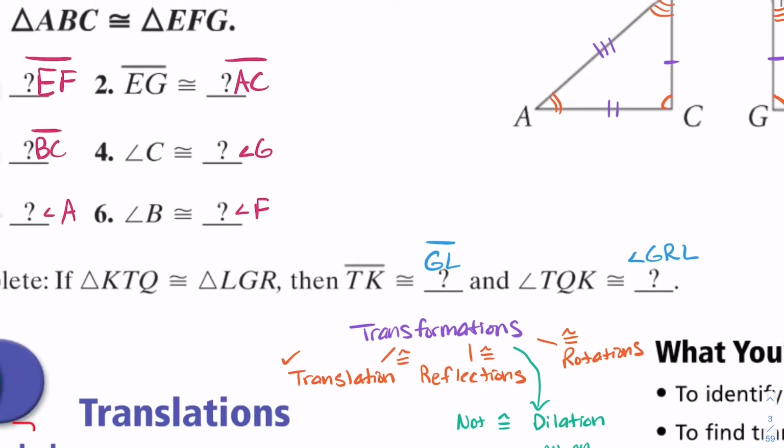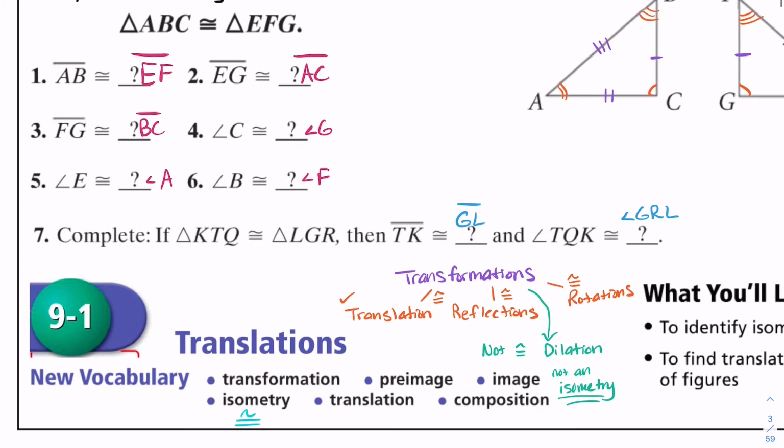All right. And so completing this statement was pretty easy after I went through there. TK is going from the middle to the first one, so that matches GL from the middle to the first. And TQK went like this, so that would be angle GRL. So I just follow that pattern.